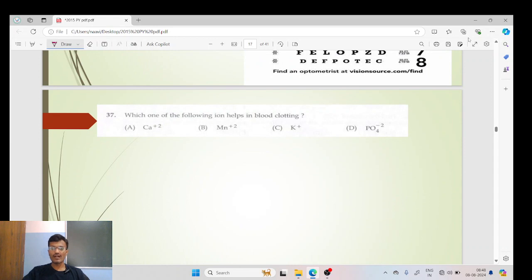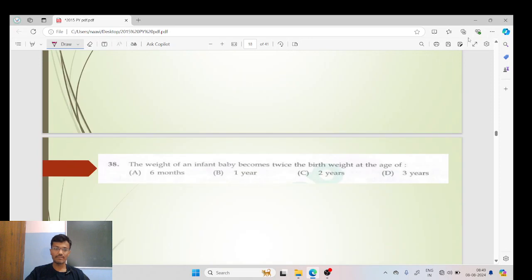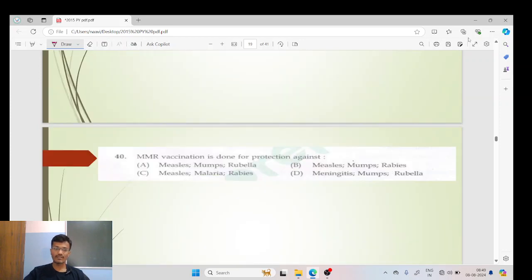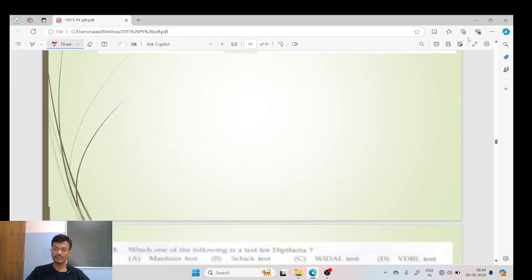Which one of the following ions helps in blood clotting? That is calcium. Calcium is the right answer. The weight of an infant becomes twice the birth weight at the age of 6 months. That is the right answer. MMR vaccination is done for protection against measles, mumps and rubella. This is the right answer.